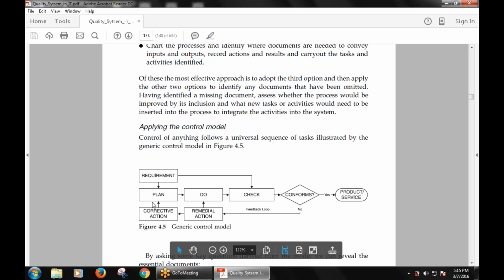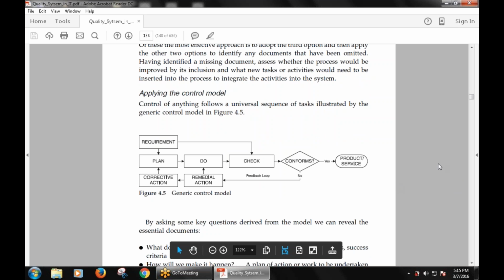It starts with a requirement, then there is a plan, then a corrective action. After the plan there is a do, then a check, and after the check there is a confirmation. If yes, then the product or the service is established. That is how we see the various sequences of steps and tasks, illustrated by the generic control model.